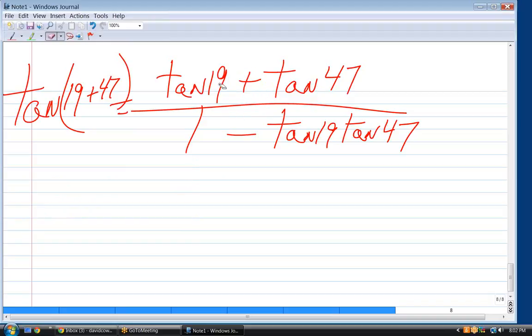Actually, this is probably the easiest one of all to memorize, if you think about it. The numerator is the same as the problem. And the denominator is just the opposite sign, the product of the two. So I don't know why I have a hard time memorizing this one. It's actually the easiest one to memorize. But anyway.